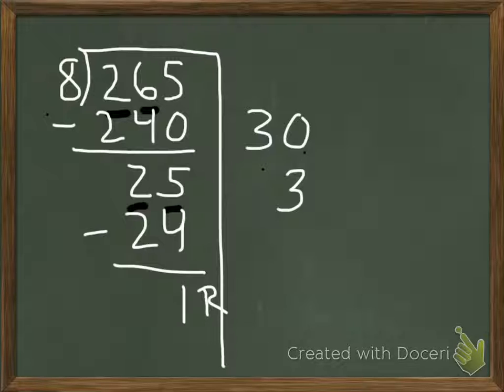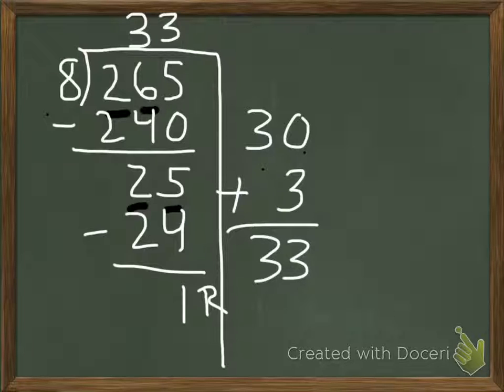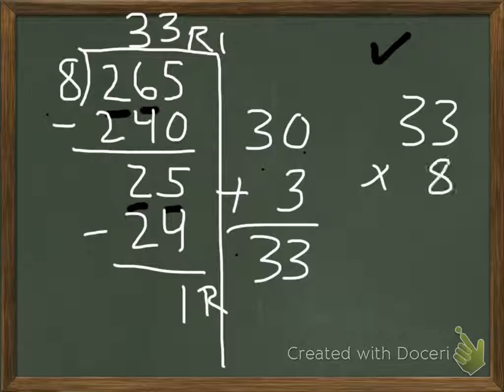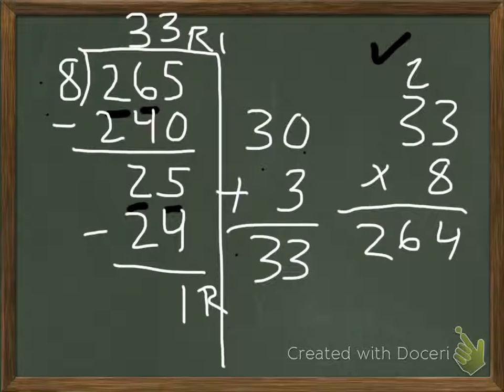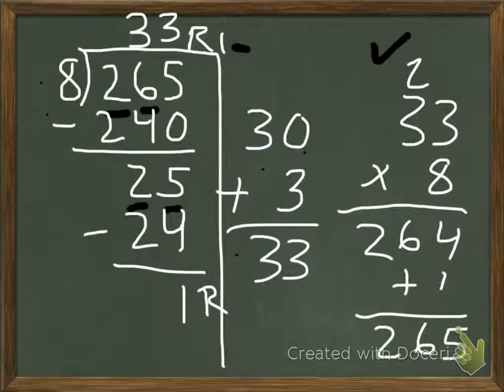Now, to find out what my answer is, I simply add these 2 numbers on the side, and you can see I have 33. So my answer is going to be 33, remainder 1. Well, let's check it again. All I need is to write 33, and now multiply it by the 8 that we were dividing by originally, and 8 times 3 is 24, carry the 2, 8 times 3 is 24, we'll add that 2 on, we get 26, and 264. Well, that's not our answer, but we do have a remainder of 1. So if we add that on, you can clearly see we have 265.